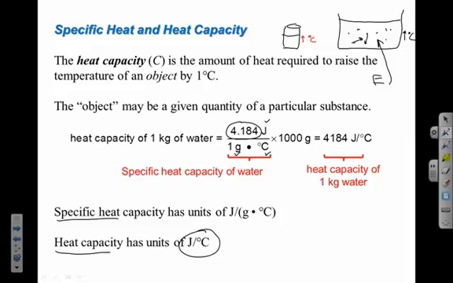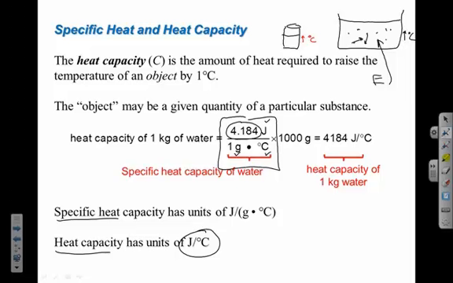Specific heat is a more useful number because specific heat tells me per gram of the substance how much energy is necessary. So the specific heat of water is always the same number, because if I have a gram of water, that liquid water always requires the same amount of energy to increase its temperature by 1 degree.